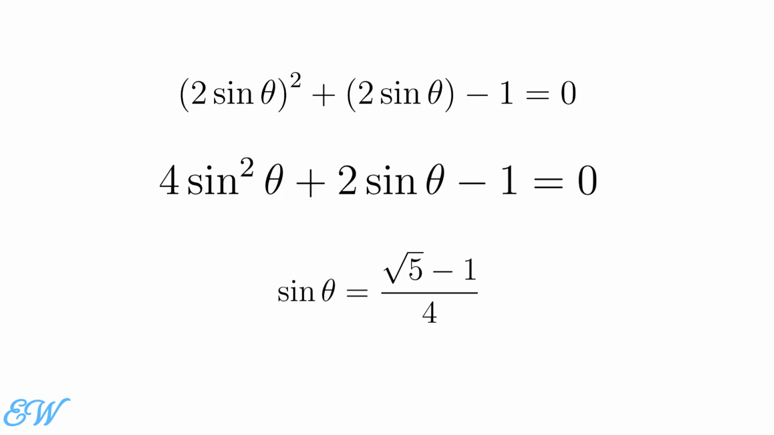Now this makes it really easy to substitute in a value. Since we know that S over D is equal to 2 sine theta, we can substitute that in. And we get that 2 sine theta squared plus 2 sine theta minus 1 equals 0. We can simplify and get that 4 sine squared theta plus 2 sine theta minus 1 is equal to 0. Now this is a basic quadratic, so we can use the quadratic formula. And since we only want the positive root, we can take the positive root only from the quadratic formula, and we get that sine theta is equal to root 5 minus 1 over 4.